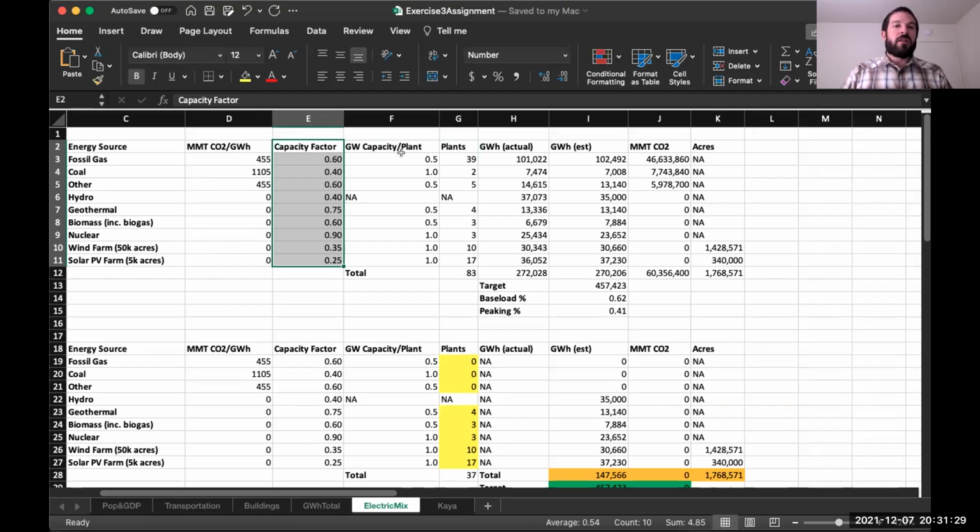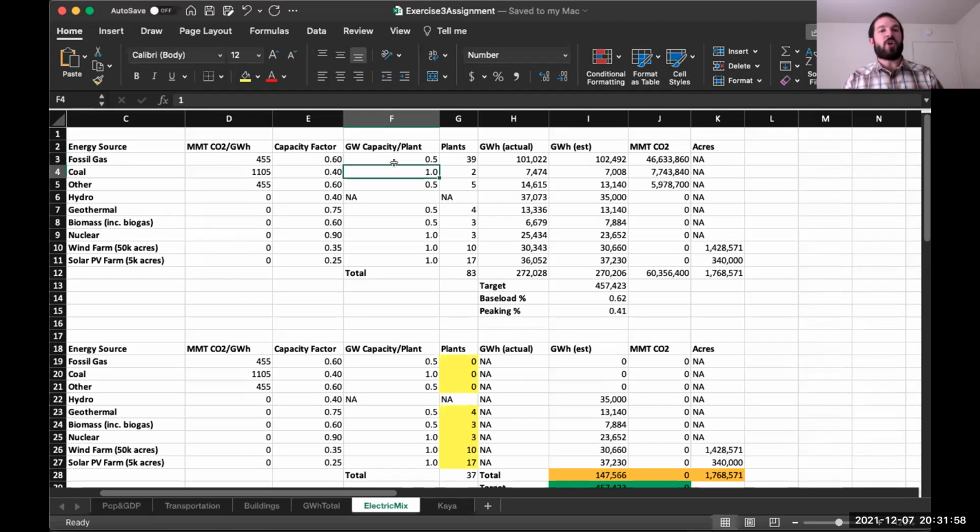So next column, we have the gigawatt capacity, the nameplate capacity for a given plant or farm of a given energy type. Let's just assume, since a lot of natural gas plants are small and peaking plants, and some of them are big, some of them are on the scale of gigawatts, but let's just assume that every natural gas facility is about half a gigawatt in terms of its nameplate capacity. And let's assume that every coal facility is about a gigawatt, okay? Every nuclear facility is about a gigawatt.